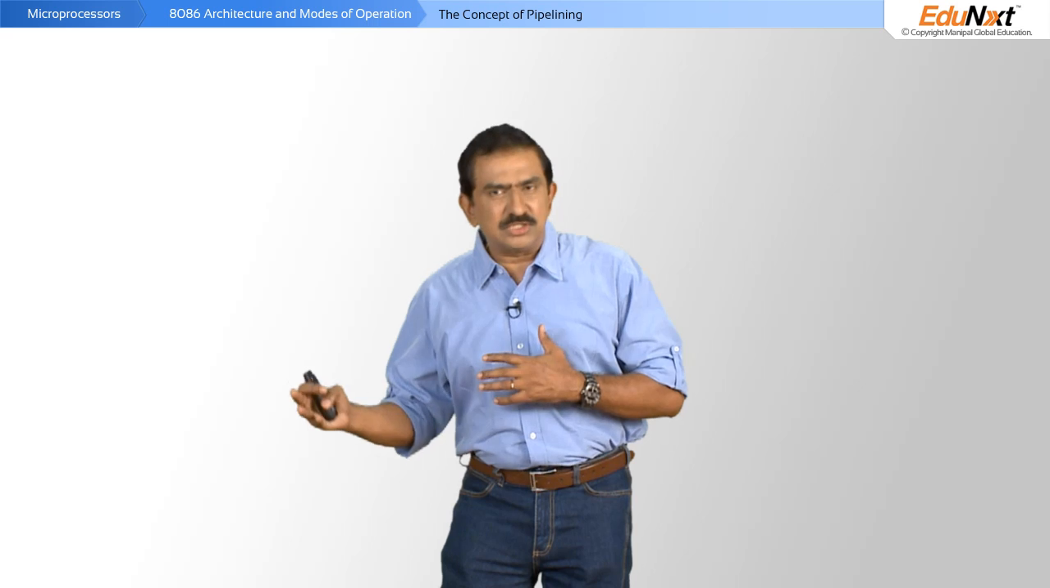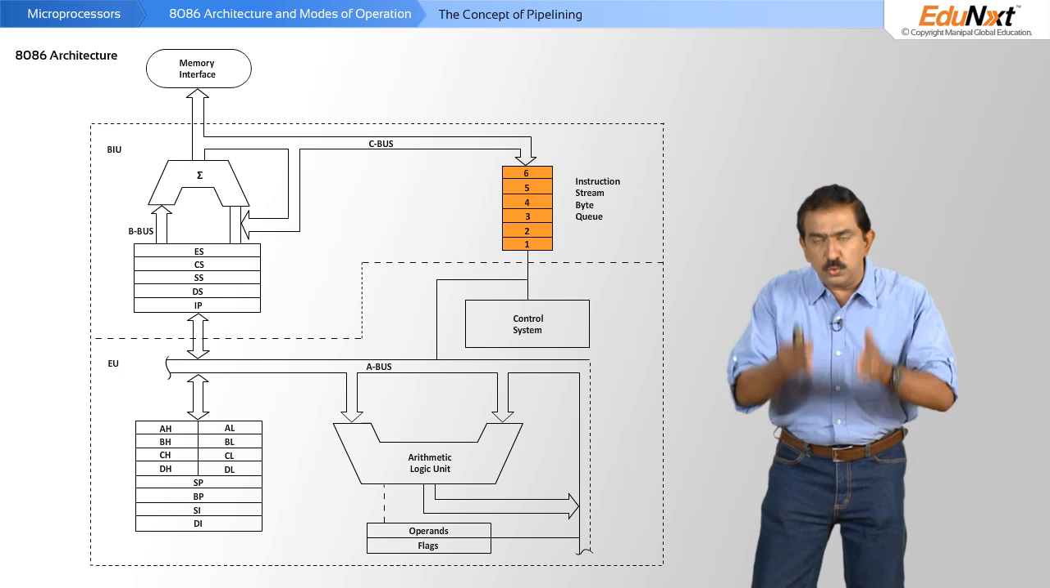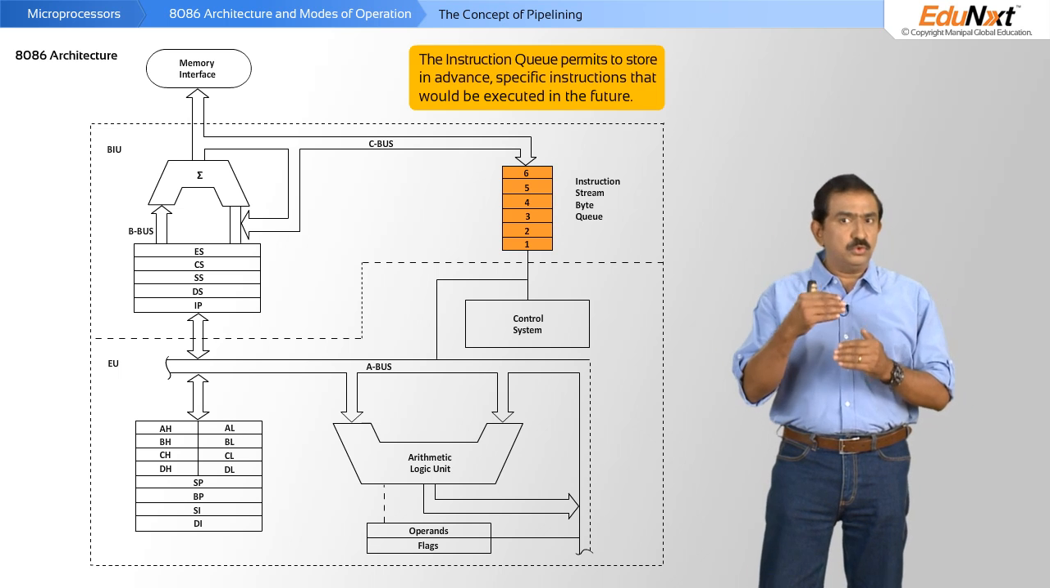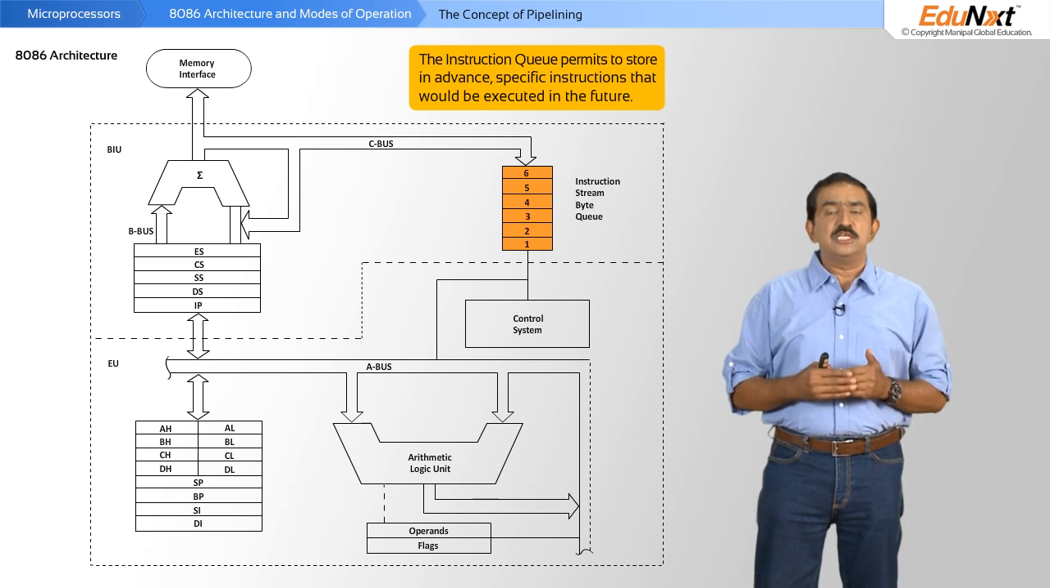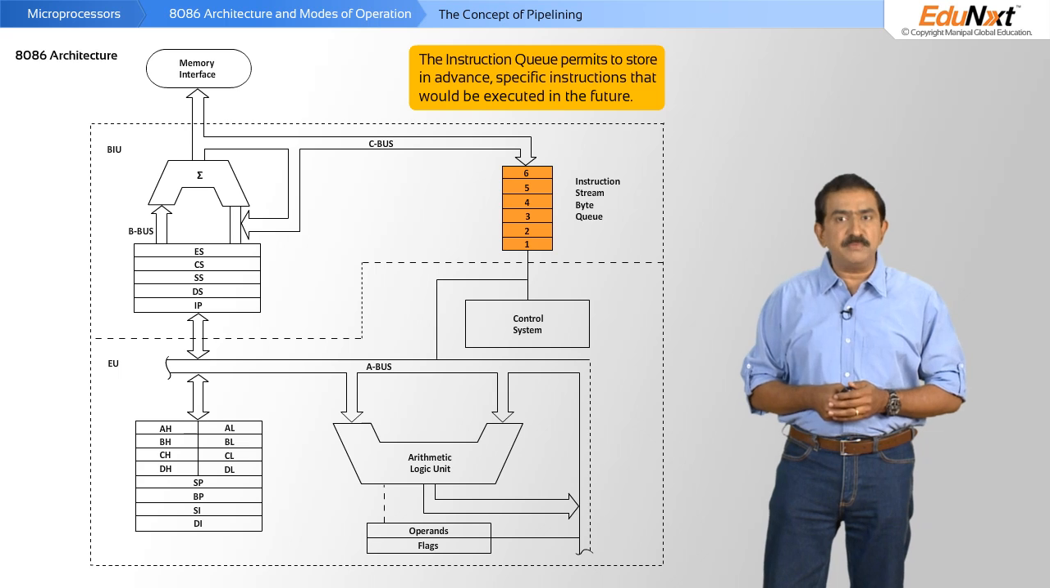Why is this required? Really, the reason is that the execution unit of the processor is much faster than the peripheral devices like memory, ROM or RAM. In the earlier days, the memory was almost as fast as the processor, but from the 8086 family onwards, the processor became much faster than the external peripheral devices. Therefore, what the architects of the processor did was to build a queue inside the processor which permitted you to store in advance specific instructions that would be executed in the future. This whole concept is called pipelining.